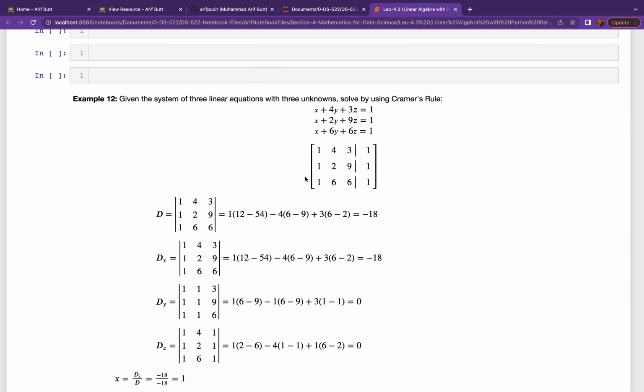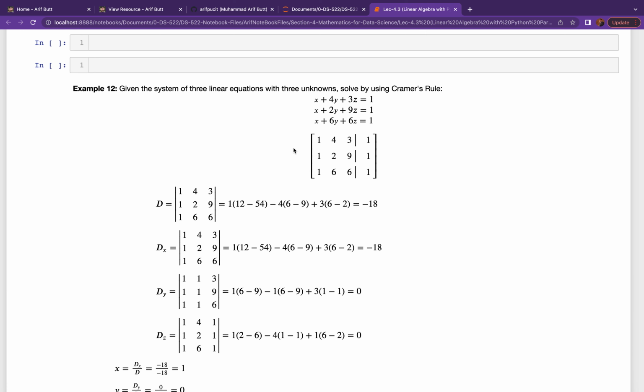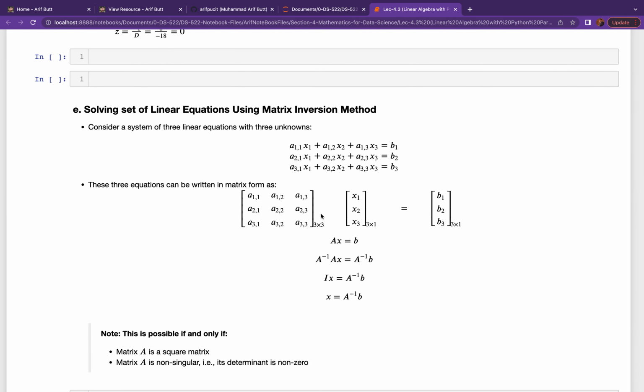And this is also an example using Cramer's rule for three variables. Please do that. Okay, the third technique is solving a system of linear equations using matrix inversion method. Once again, I have taken an example in which there are three equations and three unknowns. These are the matrix equations. This is the matrix of coefficients 3 by 3, 3 by 1 vector of unknown, and this is again 3 by 1 vector. And of course, multiplying both sides by the inverse of A, we get this equation.